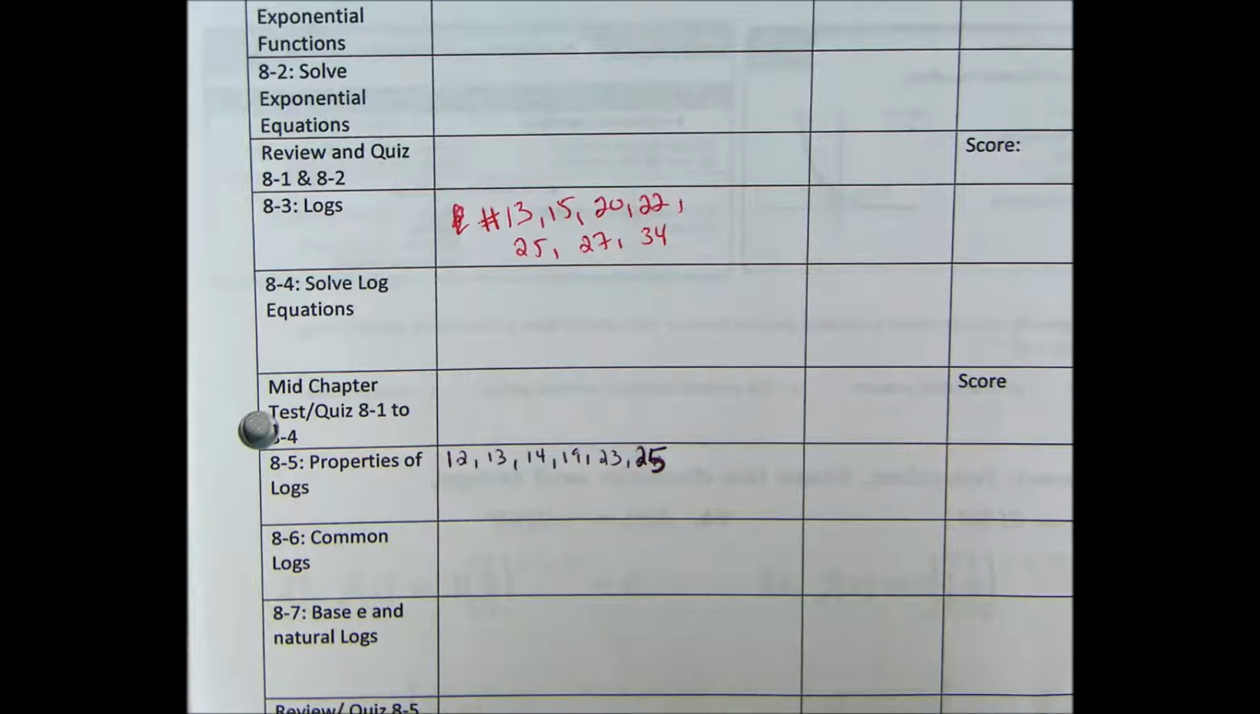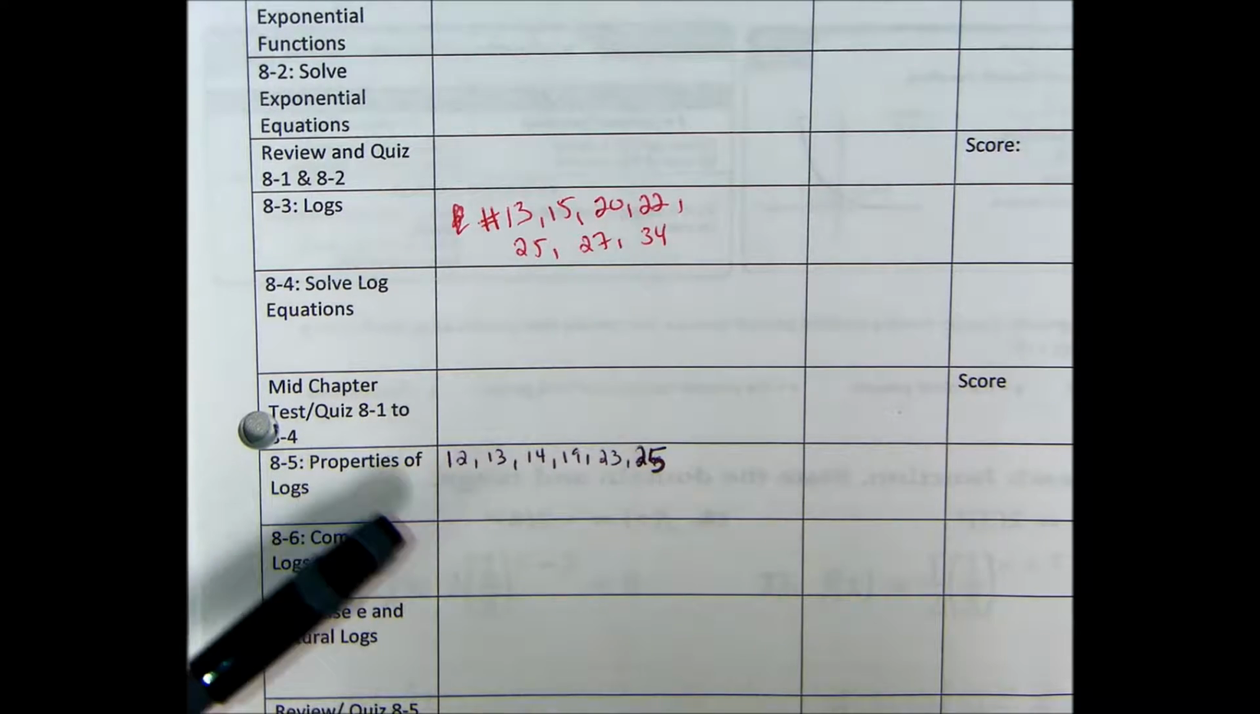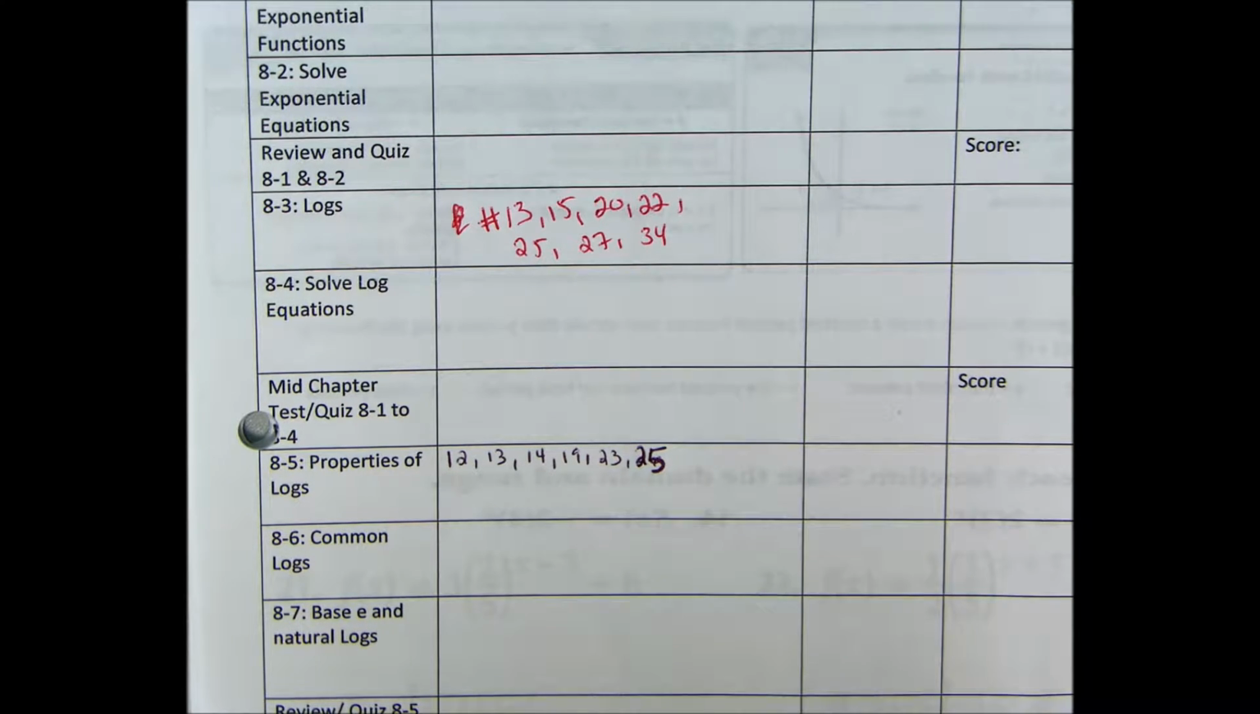Mark is 12, 13, 14, 19, 23, and 25. That's the homework. This section goes along with 8384. It doesn't get much easier, but just stick with it, is a little hint.